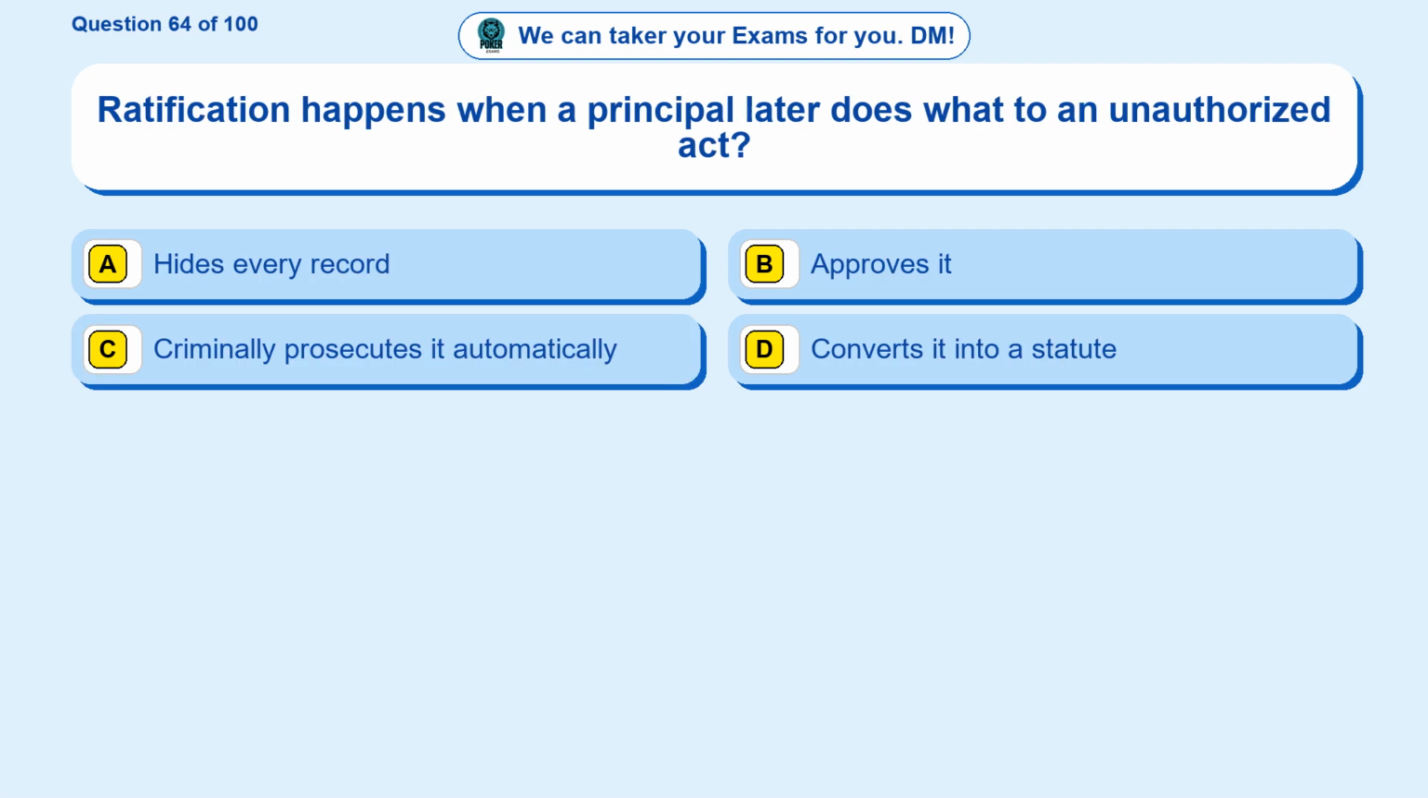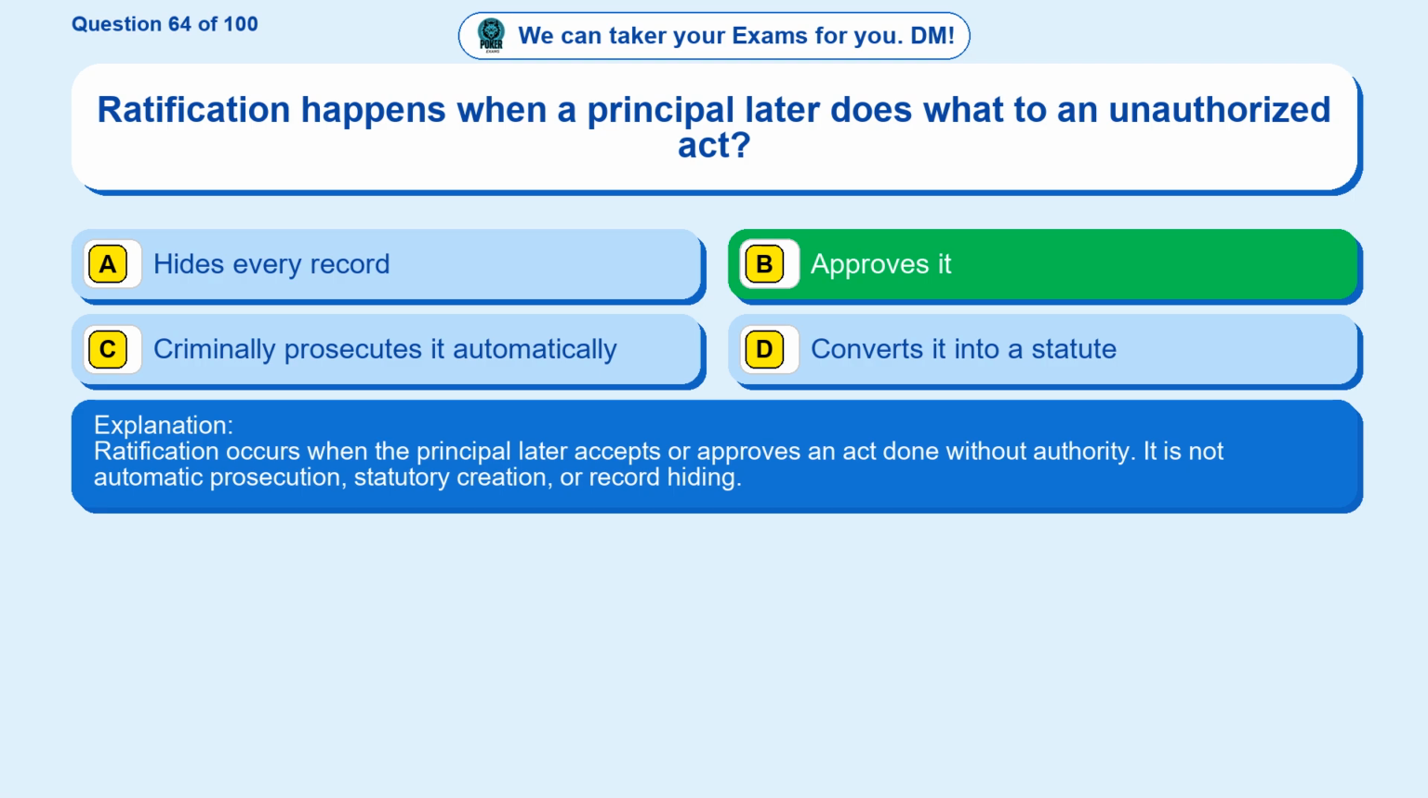Question 64. Ratification happens when a principal later does what to an unauthorized act? Option A, hides every record. Option B, approves it. Option C, criminally prosecutes it automatically. Option D, converts it into a statute. The correct answer is option B. Approves it. Ratification occurs when the principal later accepts or approves an act done without authority. It is not automatic prosecution, statutory creation, or record hiding.